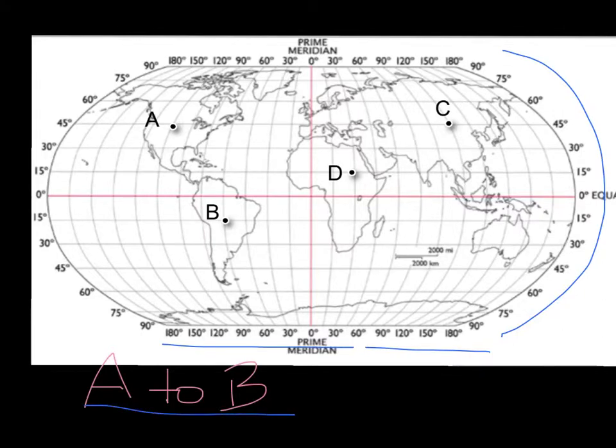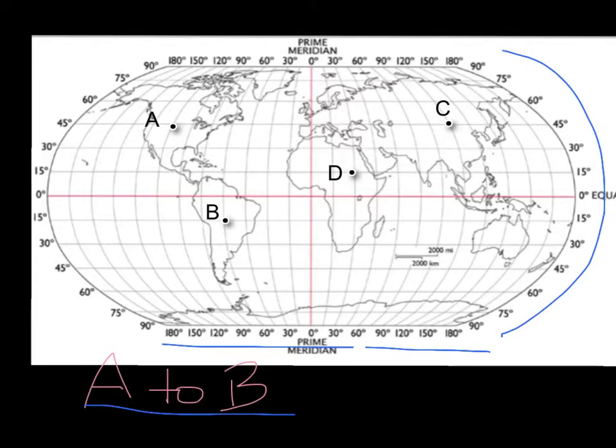Now, I don't have specific names of the cities, but we can still say I'm trying to get from North America to South America, and I want to know my slope. So first I need to calculate my rise and my run from point A to point B. First, I'm going to find the coordinates of my points.